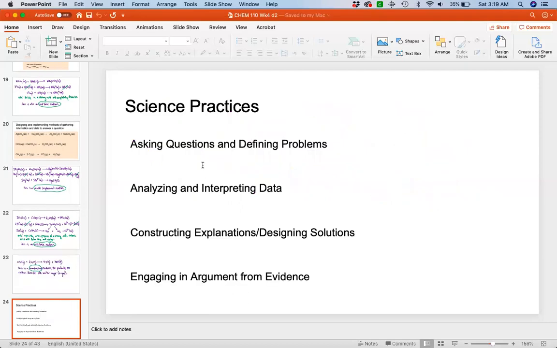Our science practices are asking questions and defining problems. We want to make sure we analyze and interpret data, and then constructing explanations or designing solutions, and then engaging in argument from evidence.